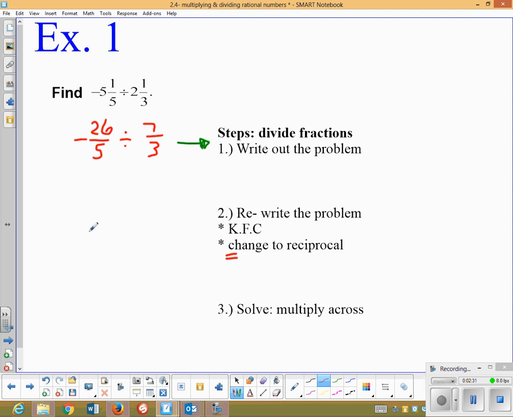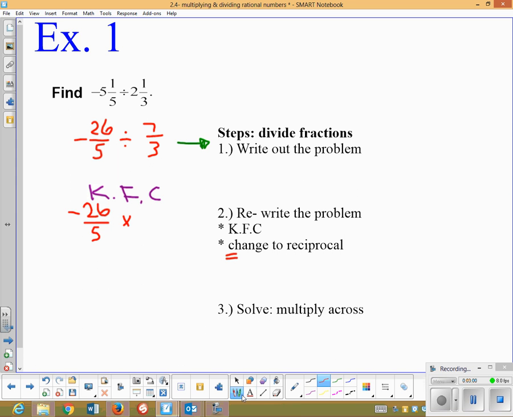So step 2, we're going to go ahead and take our fraction here. We have negative 26 over 5, and we're going to do KFC. So let me write this on top right here so you can see. We're going to do what's called KFC for division. It's kind of like for subtraction, but for division, we'll do it slightly different. So you keep the first fraction, and then you're going to flip this division into a multiplication. So this becomes a multiplication.